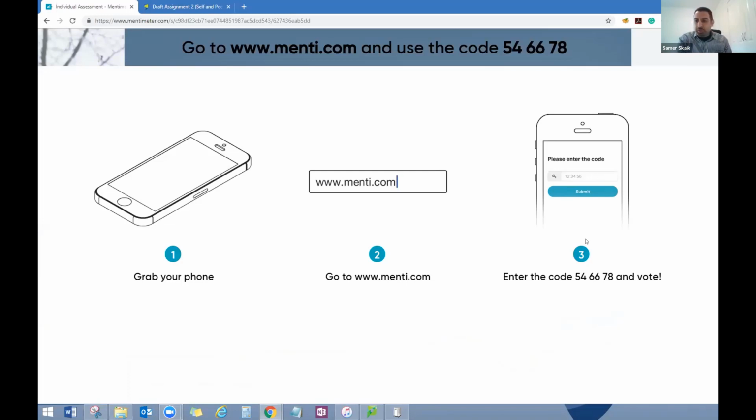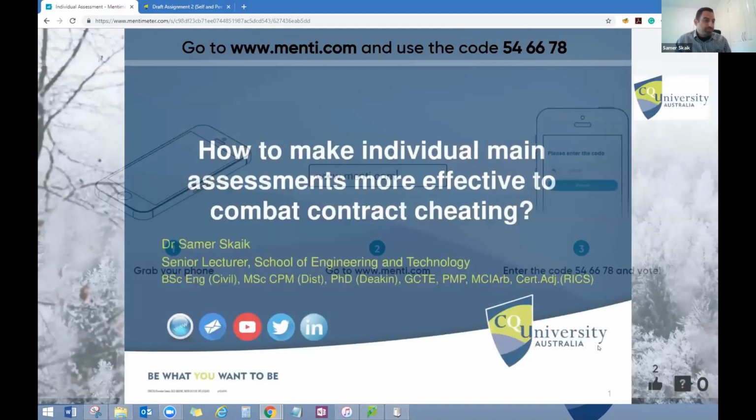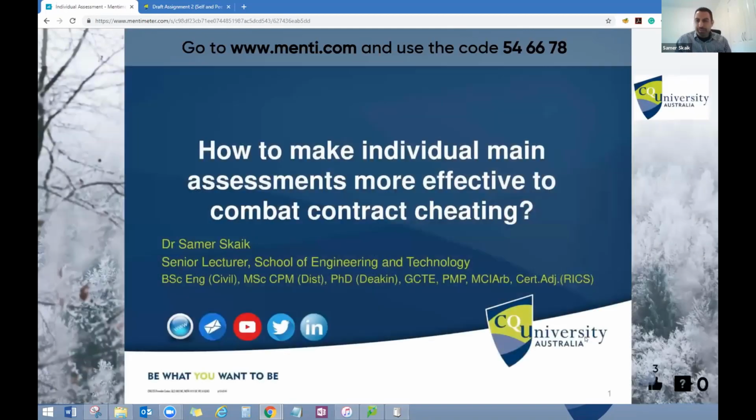I've got two questions, one at the beginning and one at the end. I will start by asking you a question about your experience with contract cheating, and then we will evaluate the practice that I have adopted and get your opinion about it. So let's see. Now we have three connected. We've got 33 in the room, so it's a good number actually.